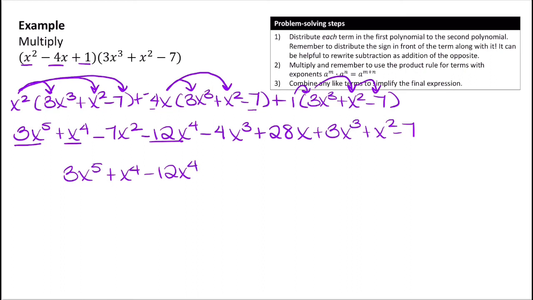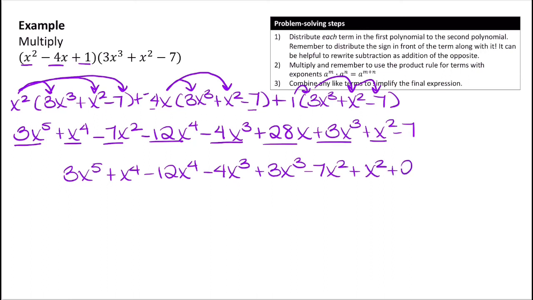So now let's look at our x cubed terms. Okay, we have minus 4x cubed plus 3x cubed. And now we have minus 7x squared plus x squared. And then plus 28x, and then minus 7.